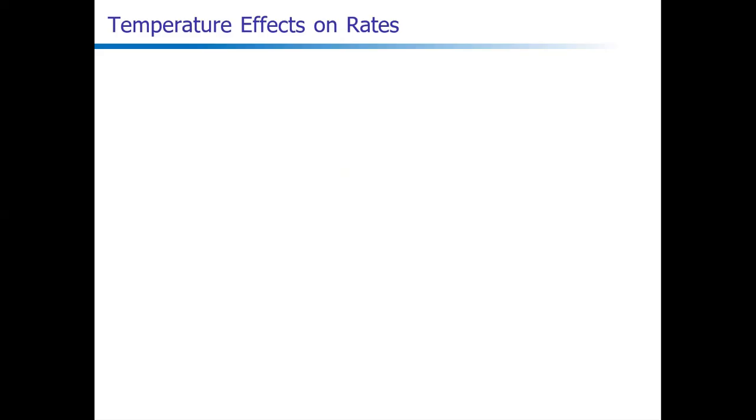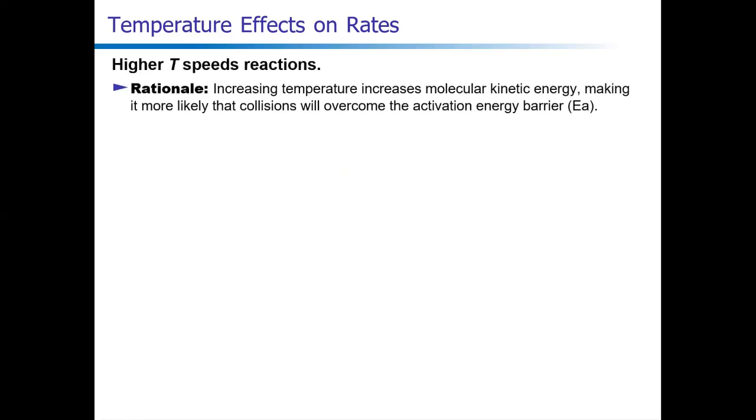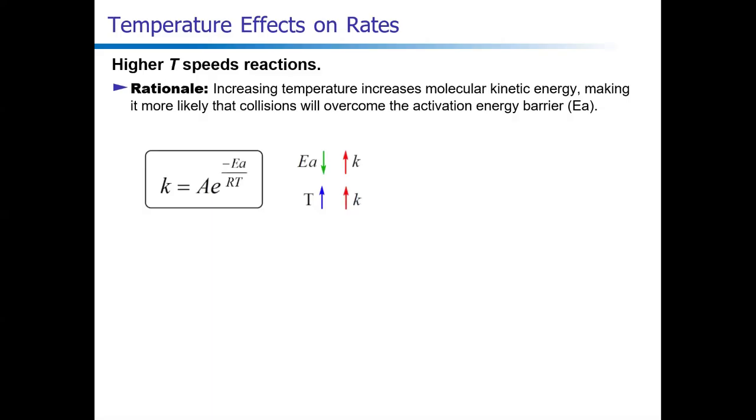Let's talk about how temperature affects reaction rate. As a rule of thumb, high temperatures generally speed up reactions. This is because increasing temperature boosts molecular kinetic energy, which means more collisions have enough energy to overcome the activation barrier, EA. This is captured mathematically by the Arrhenius equation, where k is equal to A multiplied by the exponential of negative activation energy divided by RT.